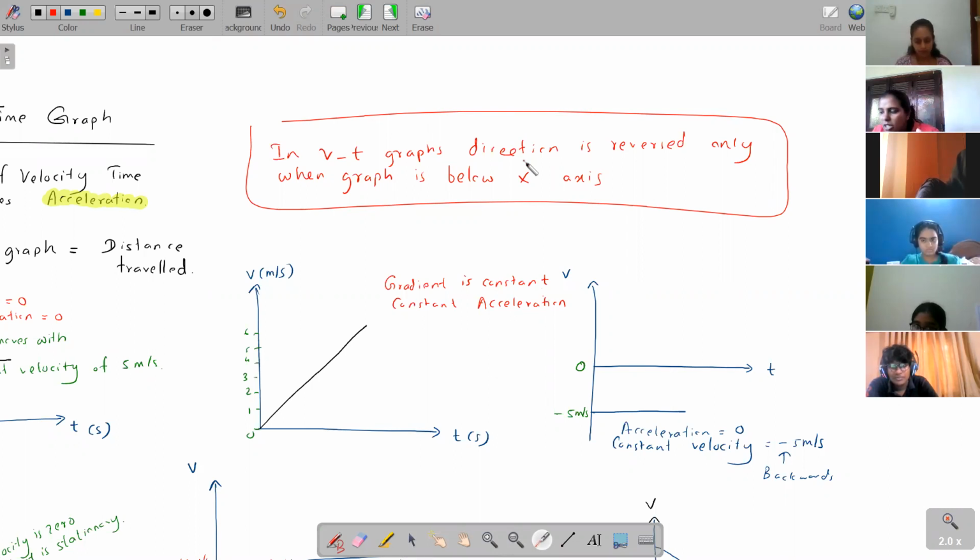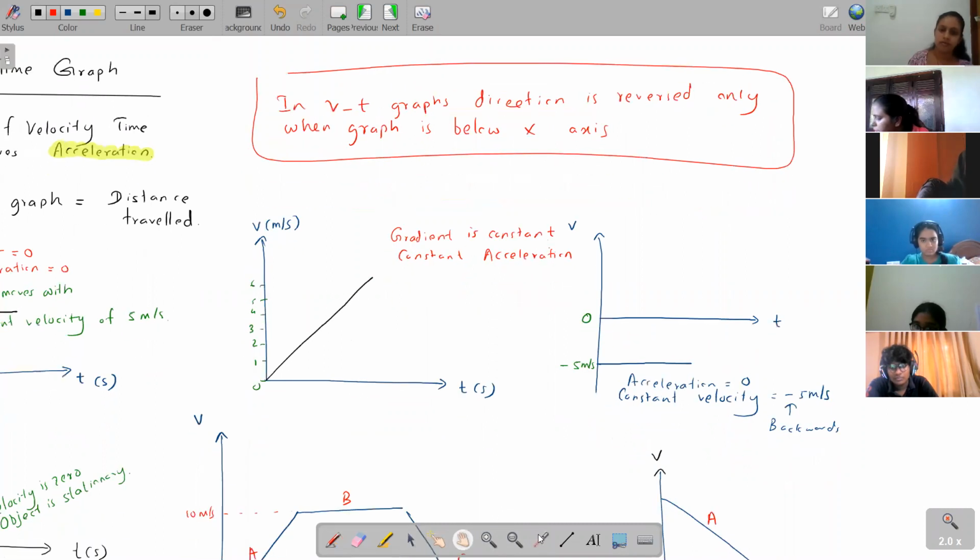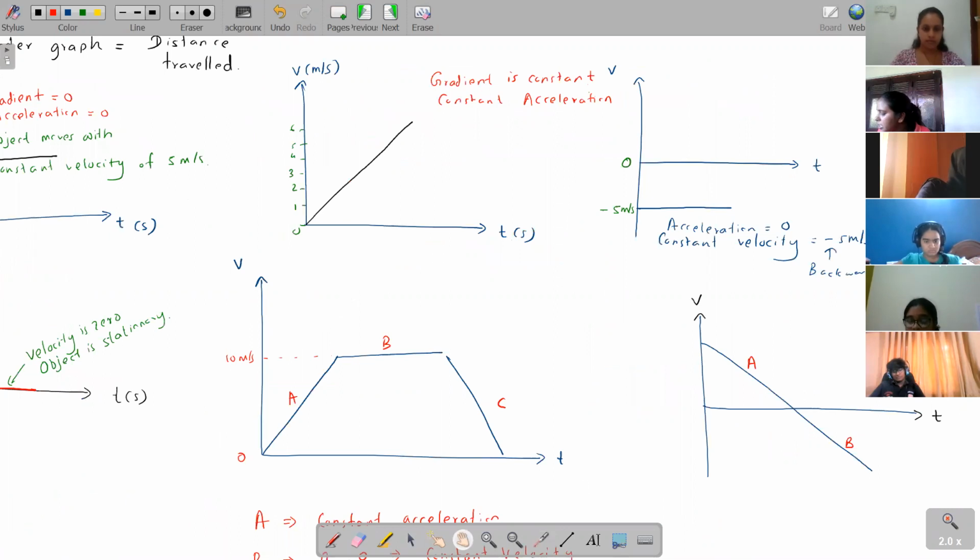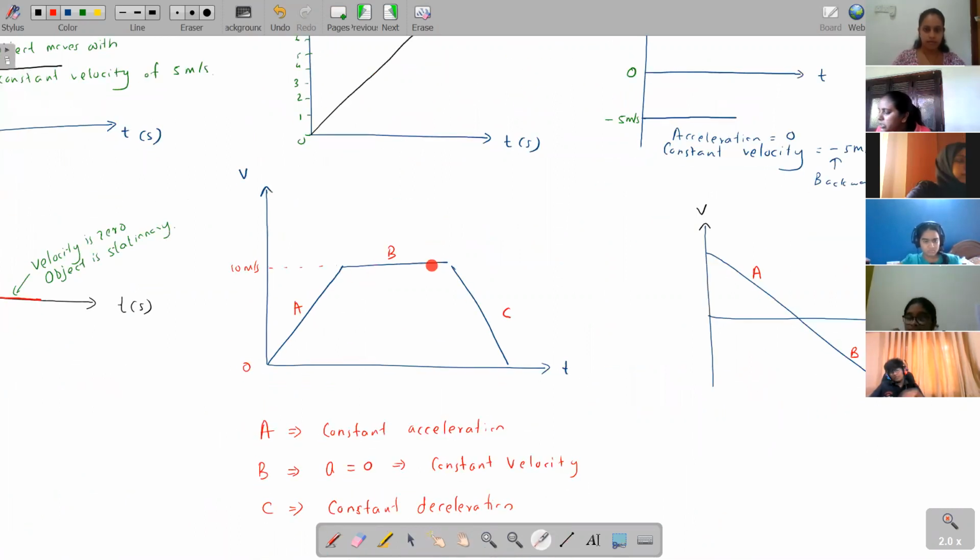In the velocity time graph, if your graph is above the x-axis, for example here, this object is traveling at constant velocity, it's going forward. What about this one? You can see the graph is below the x-axis. You are having negative velocity, right? So when you are having negative velocity, or when your graph is below the x-axis, you are going backwards. Do you get what I'm trying to tell you? This is backwards.